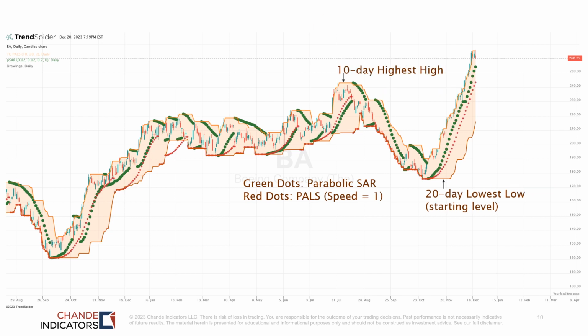Continuing to help you calibrate the speed, we have green dots for the default parabolic SAR and now red dots for the PALS with a speed of 1. If you look on the right hand side, you see that the speed of 1 is moving quite a bit more slowly than the green dots. So when there's a major trend, having the red dots, for example here, will take you further up on the price move than the rapidly accelerating parabolic SAR.